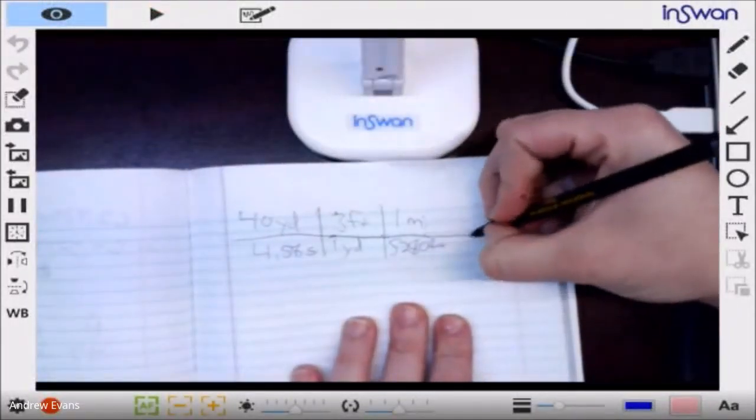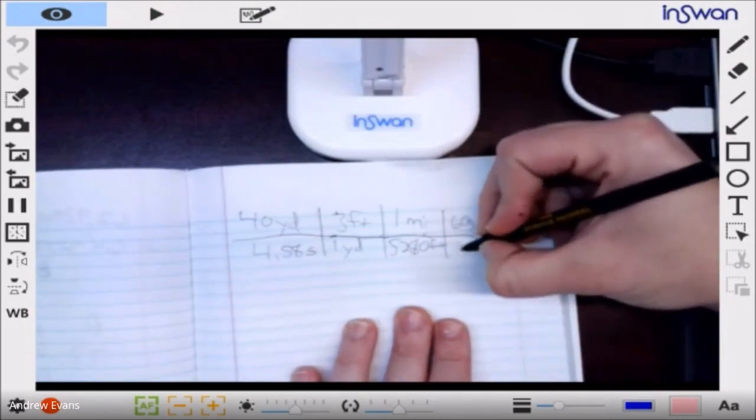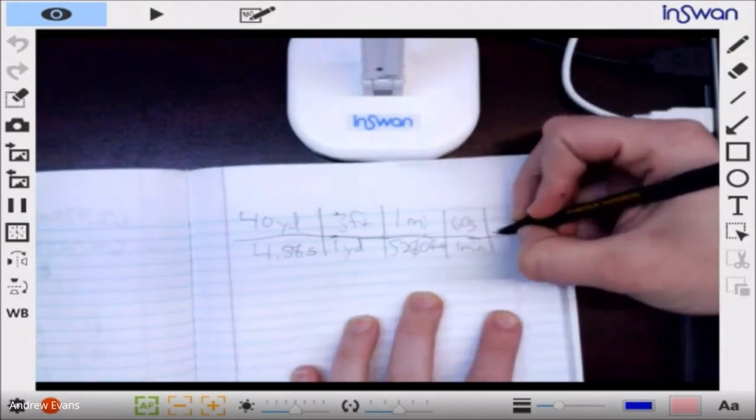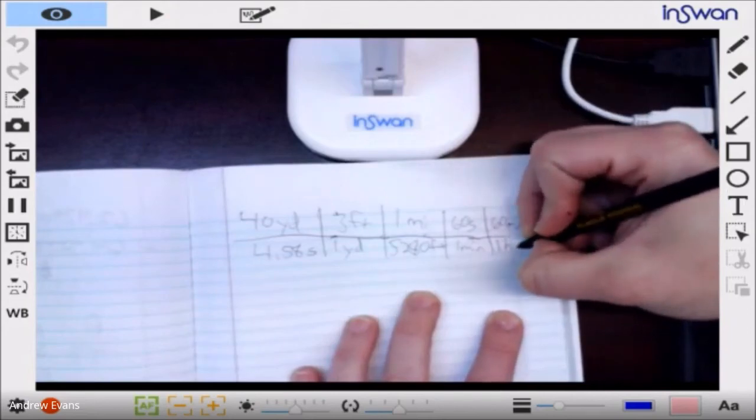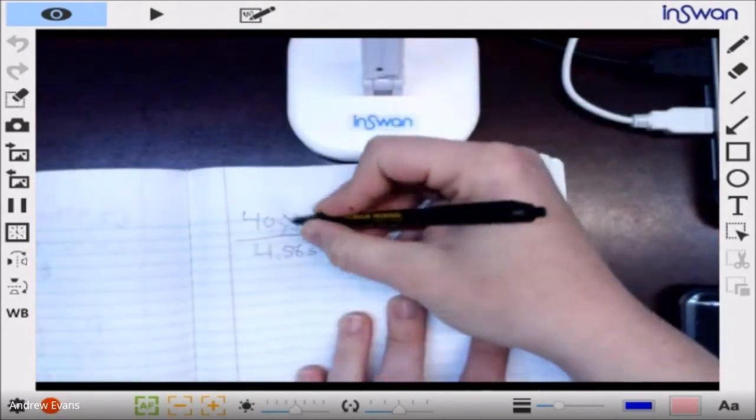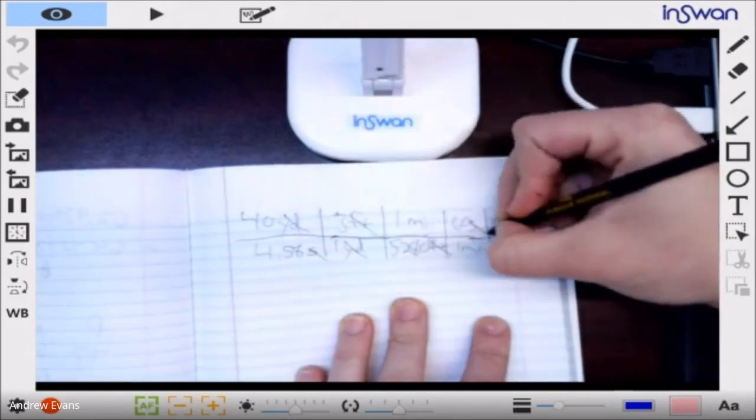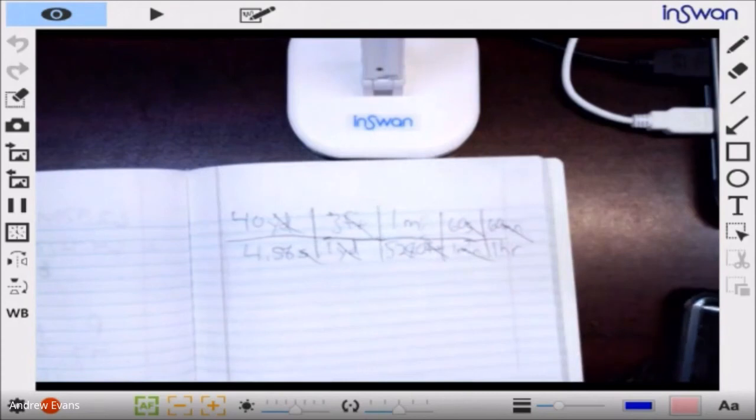And there's 60 seconds in a minute and 60 minutes in 1 hour. So I've set that up so that yards cancel yards, feet cancel feet, seconds cancel seconds, minutes cancel minutes. The only units we have left are in miles per hour.